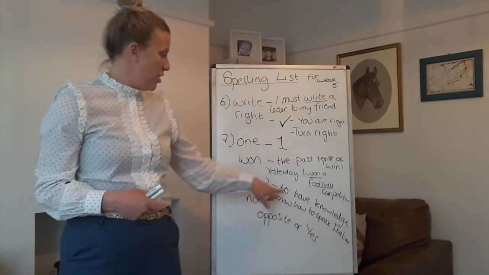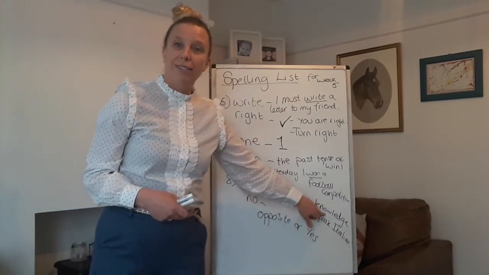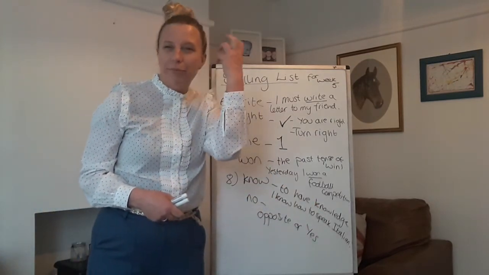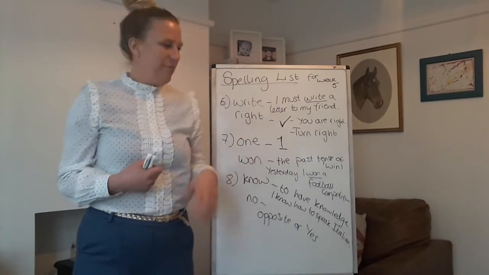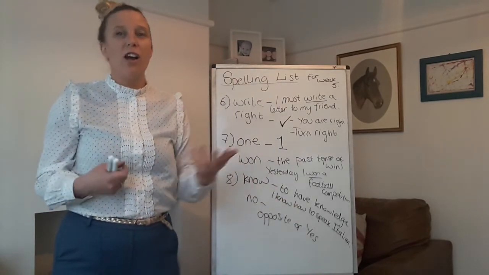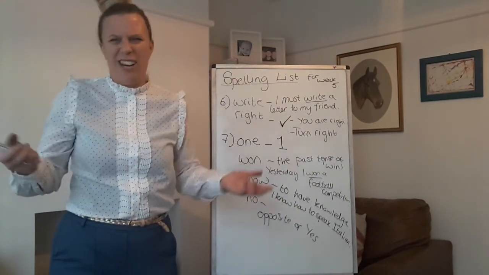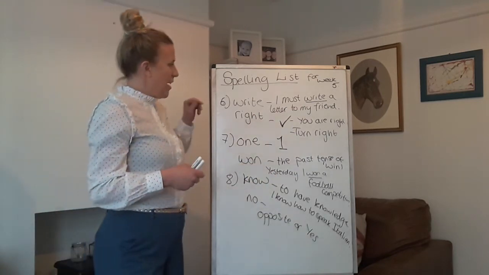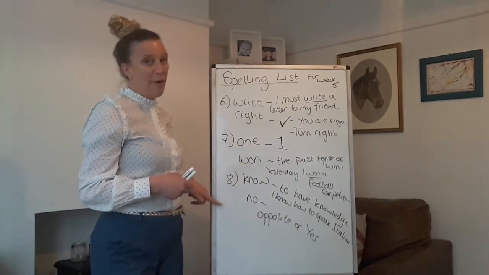It's from the word knowledge. Okay, knowledge is like information. So I know lots of things. I don't know that many things actually. Okay, so we've got right and right, one and one, no and no.